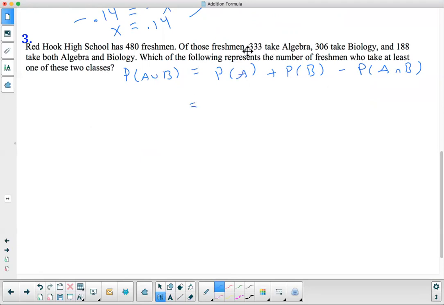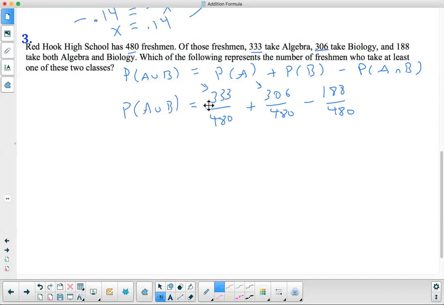The probability of algebra, there are 480, so that's 333 over 480, 333 students of the 480. Probability of biology, 306 of the 480, and 188 take both. We're subtracting that 188 because they're counted either here or here. So we're double counting them. That's why we're subtracting them out once. And this equals the probability of algebra or biology.